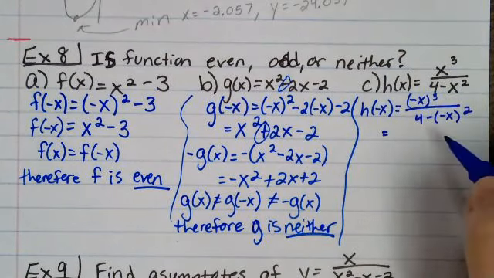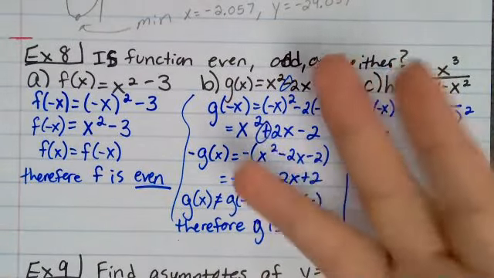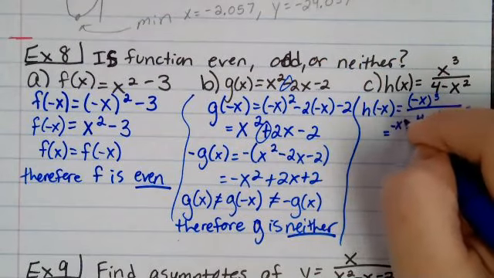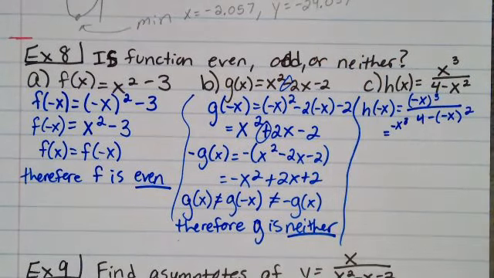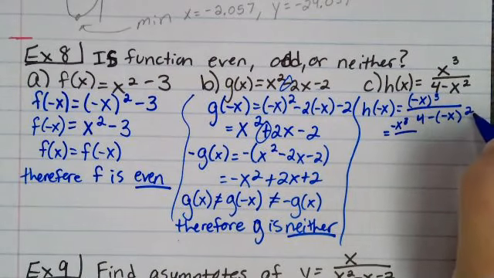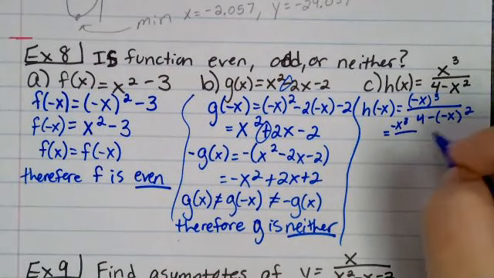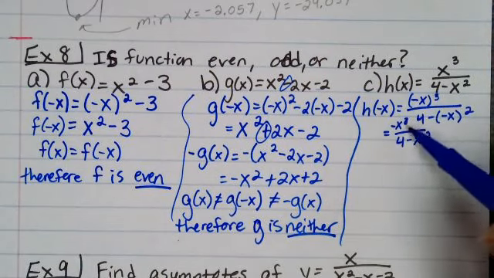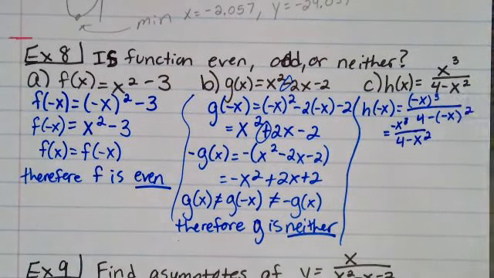Well, negative x cubed, if you do a negative times a negative times a negative, so you have 3, that's going to give you a negative x. So that's still negative x cubed. Down here, we get a negative x squared is going to be a positive x squared. So we have 4 minus x squared. So this is not matching the original h function because that top number is a negative instead of a positive.